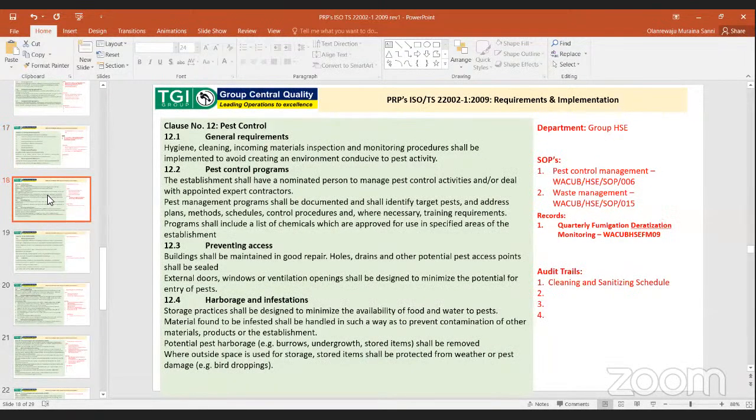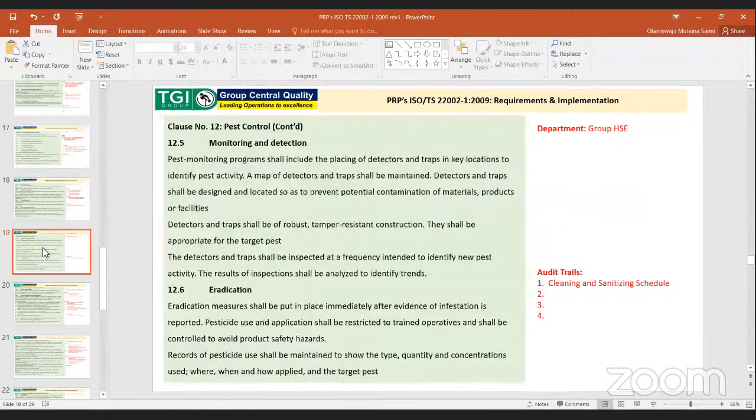Pest control. This is managed by warehouse and HSC. We have the pest control management procedure in place, which is WAKIP HSC SOP 06. We also have waste management, which is WAKIP HSC SOP 005. Then the records: we have fumigation and deratization monitoring, which is handled by the HSC department.